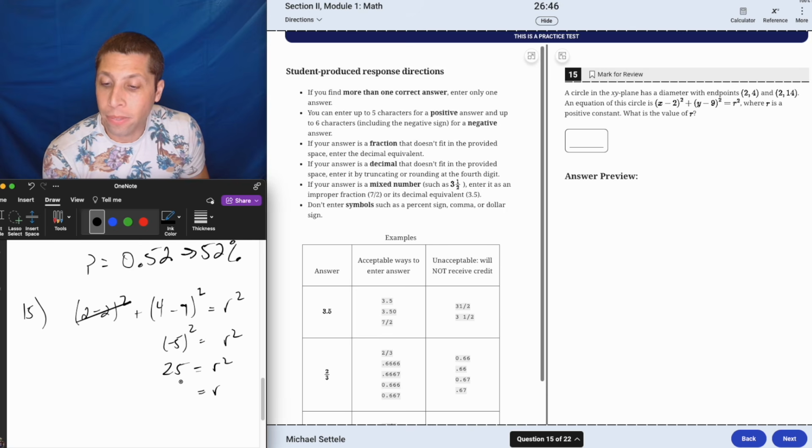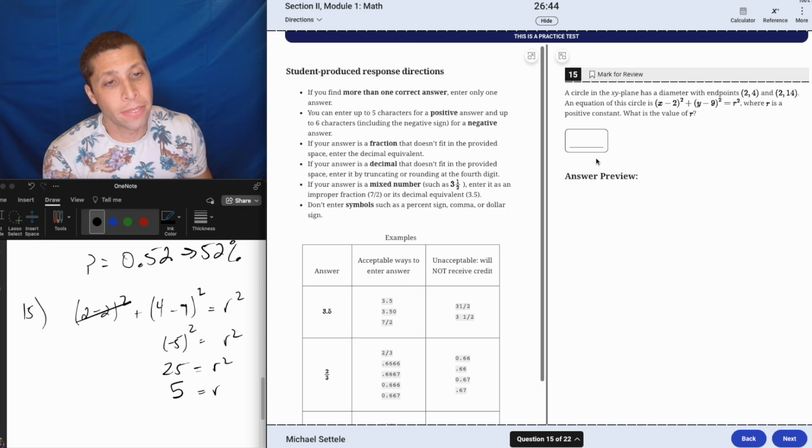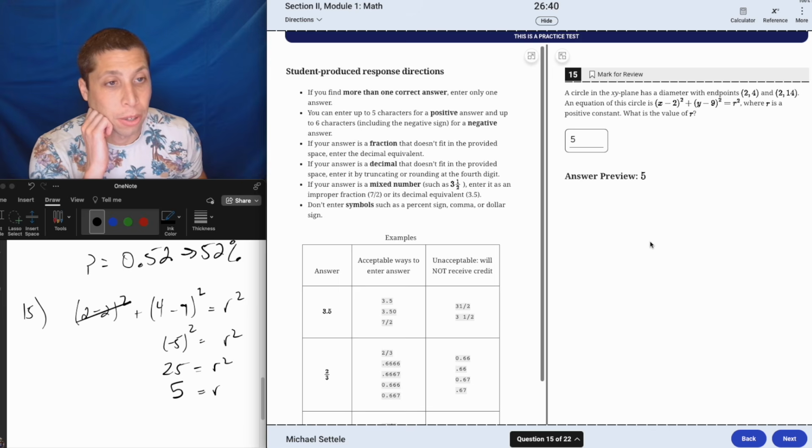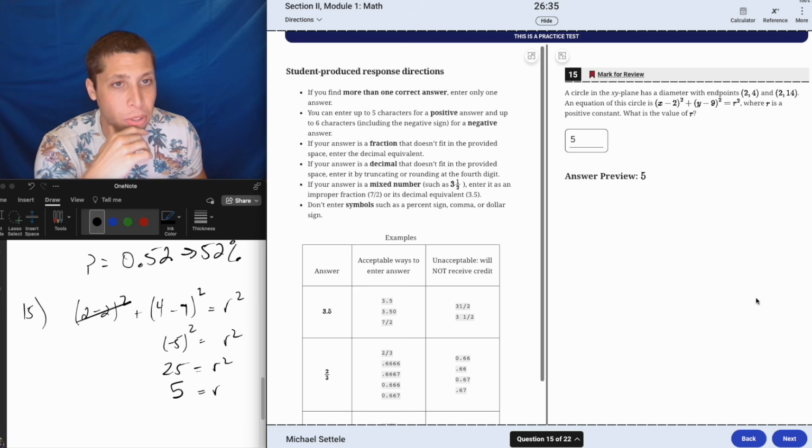so r squared is 25, so r is 5. But can it also be negative 5? No, because it's a distance, and distances have to be positive. So there you go, radius is 5. Cool. Yeah, I could easily check this in Desmos too. This is very easy.